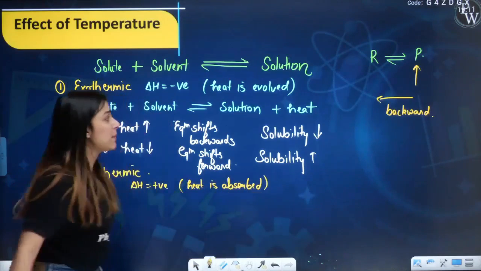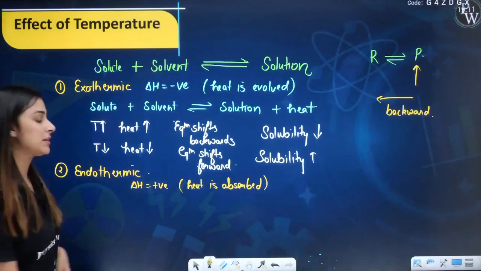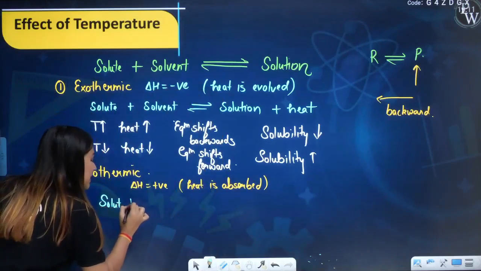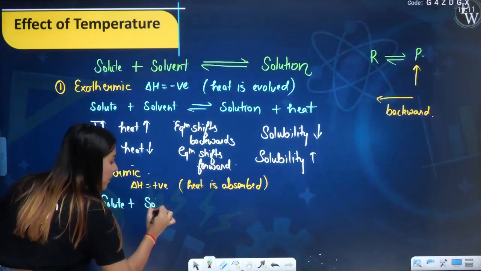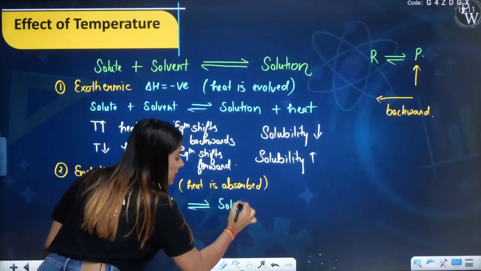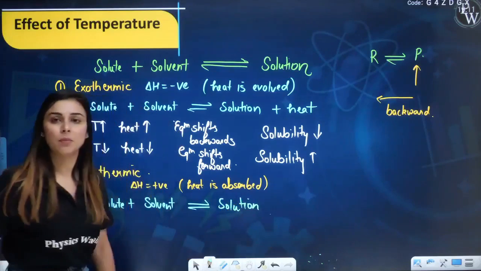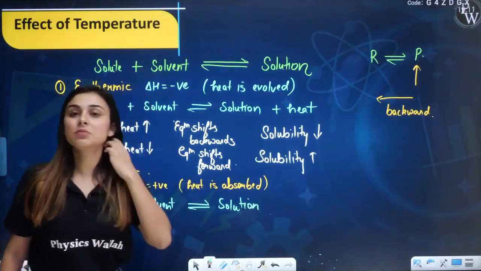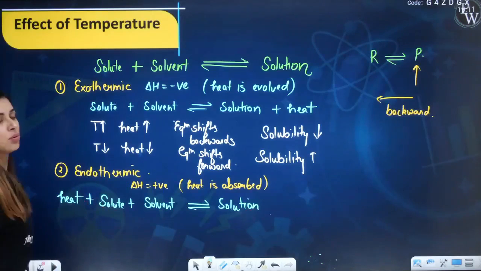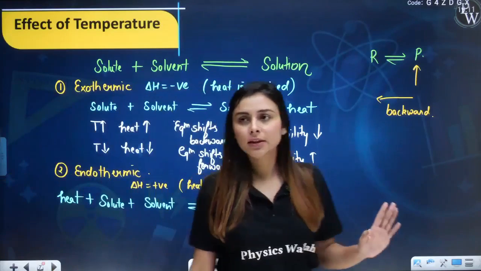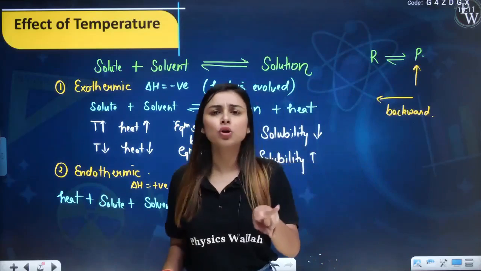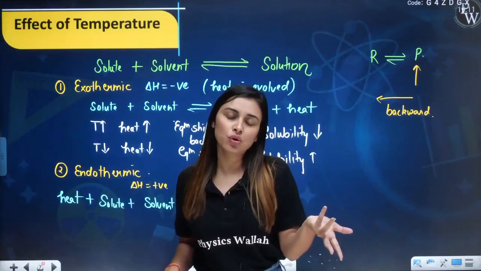So if heat is absorbed, this means that you have solute plus solvent which will give you solution, right? Now, my dear students, where will the heat come? If the heat is absorbed, this means that the heat will be on the reactant side. Okay, perfect. Now again, the effect could be both. You could also increase the temperature, you could also decrease the temperature.